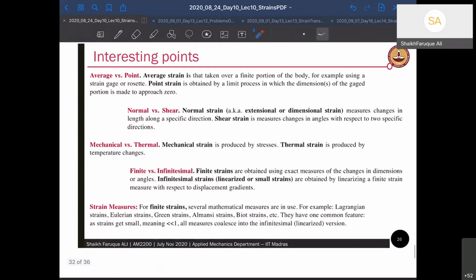There are a few points which I have written here. Please go through. What is the average versus point strain? What is the normal versus shear strain? Mechanical versus thermal strain. Thermal strain is very important. We'll do a few problems for thermal stress and strain. Finite versus infinitesimal small strains.